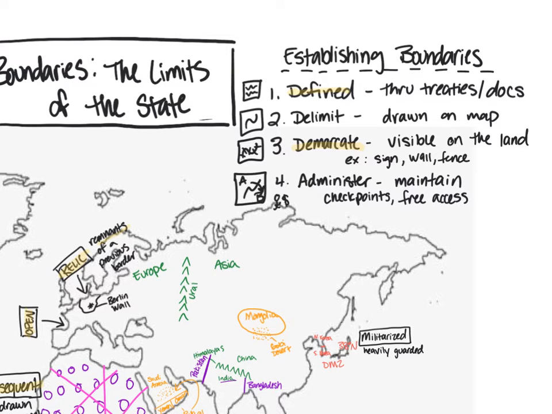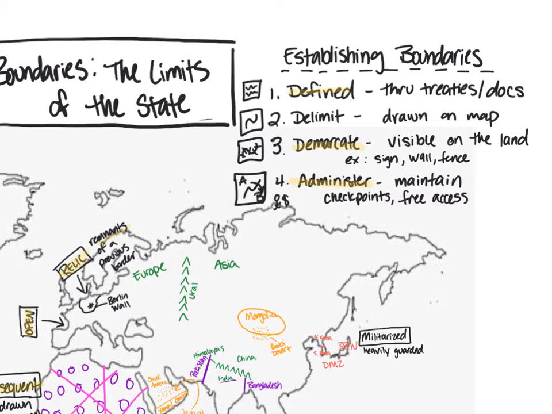That's a demarcation. The last thing is that you have to figure out how you're going to administer the border. Really, that just means how are you going to maintain it? How are people and money and goods going to go from one country to the next country? So is it going to be like a checkpoint? Do you have to go through a checkpoint and show or prove what you're bringing in and out of the country? Or is it going to be open access like it is in Europe, where it doesn't matter if you go across countries, they don't really care about it, or it's just open, it's free.